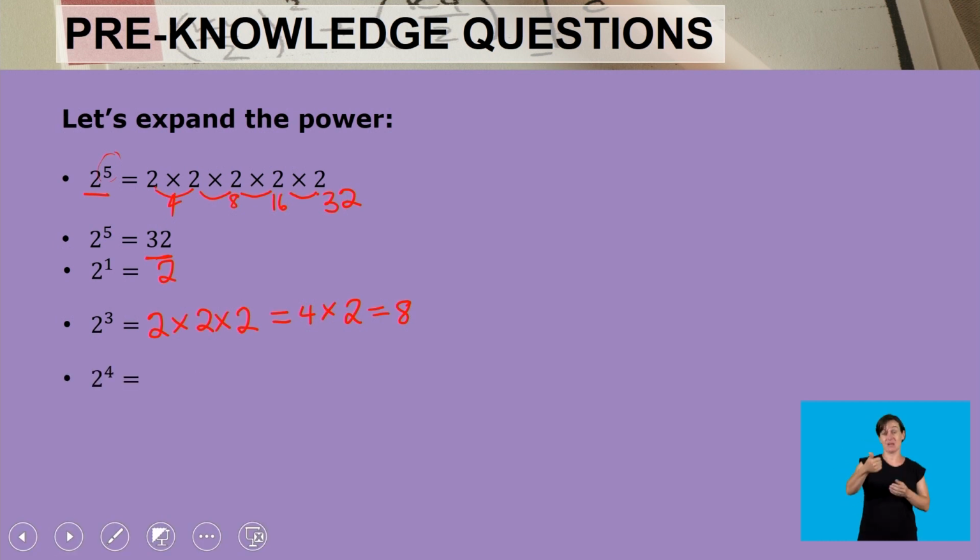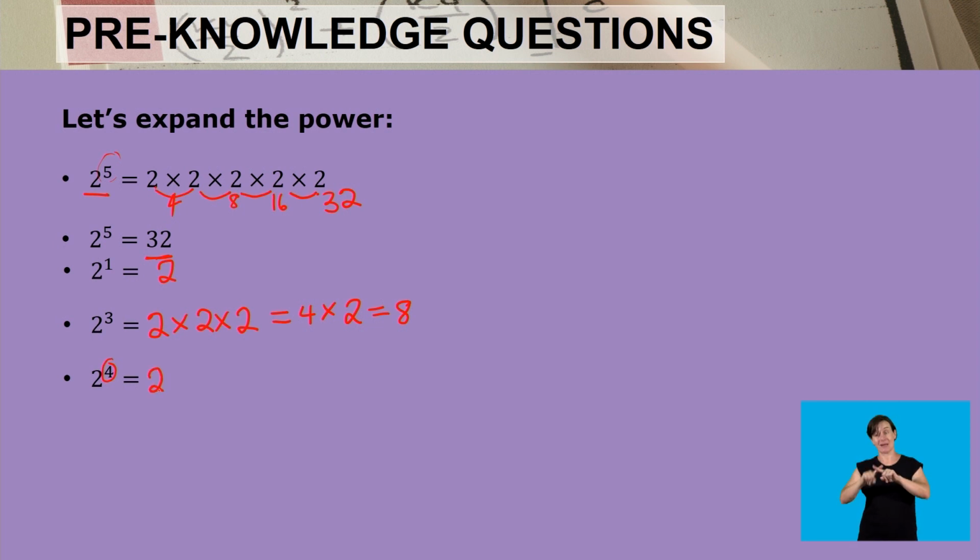What about this next one? Let's expand it. We have a base 2 and an exponent 4. What does this mean? Yes, it means that our base 2 is multiplied by itself 3 times.